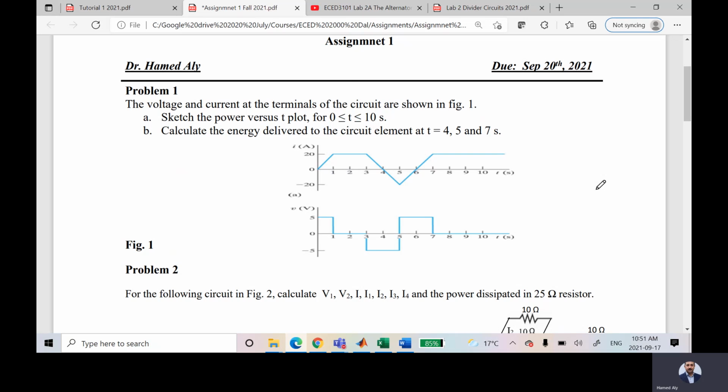So for problem number 1 in the assignment, I asked you to sketch the power and calculate the energy delivered. I gave you the current and the voltage.